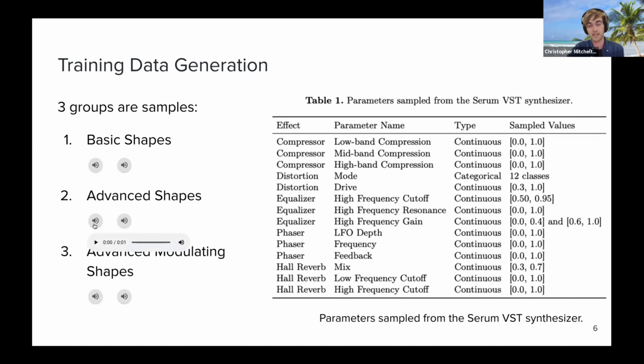Then we have a more complicated starting point, which are advanced shapes. So these use multiple oscillators. So those are some examples of more complicated audio that we want to then sculpt with effects. And finally, we have modulating advanced shapes. So these also have a time component that changes. So all of these kind of bass sounds, these presets, have no effects yet applied to them.